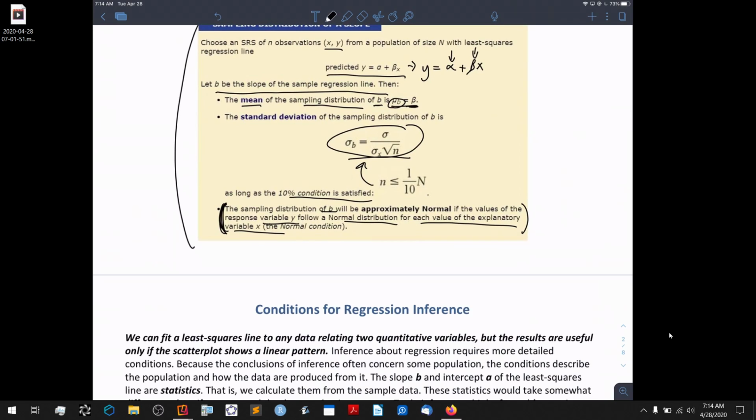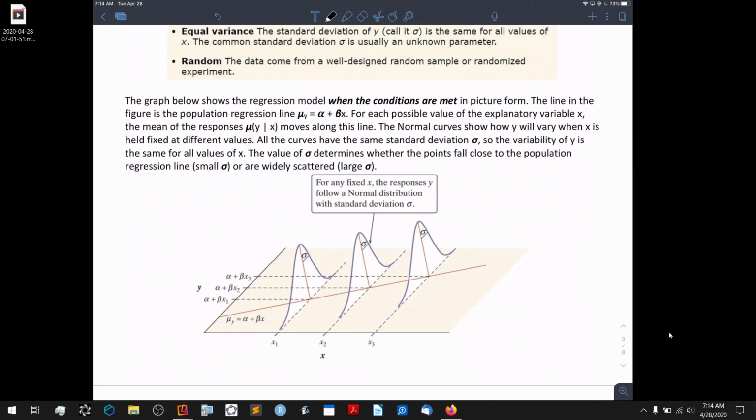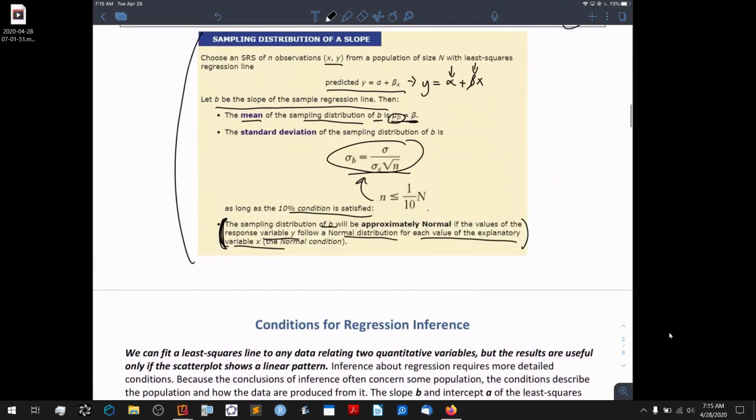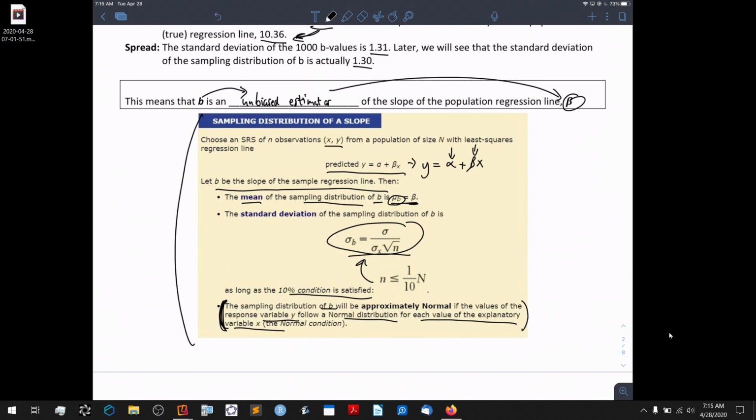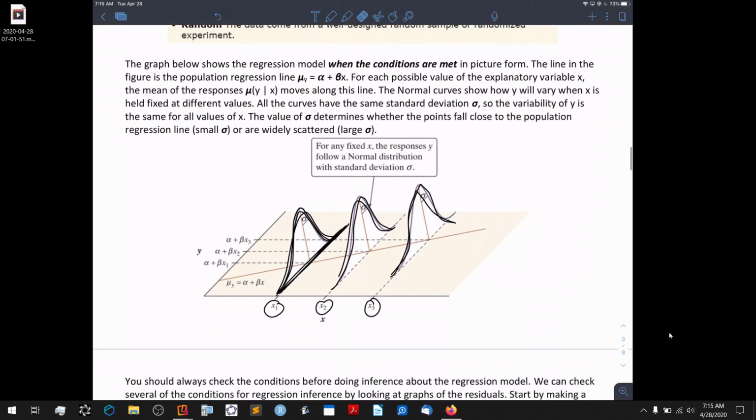So what this is saying is the normal condition for the sample slope is true if I take any specific x value, and I look at all the y values that occur at that x value. If those y values are approximately normally distributed for each x value, then I know that the sampling distribution of the sample slope will be approximately normal. That's very, very difficult to check. We rarely have enough data in a graph to accomplish this little scenario here.